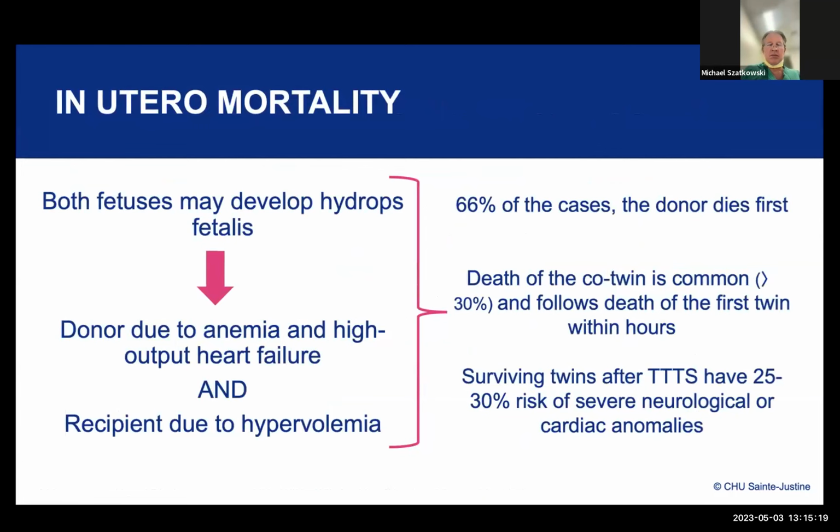When left untreated, severe TTTS evolution results in fetal demise of one or two twins in 80 to 90% of the cases. It ends with the development of hydrops on both fetuses, in the donor due to anemia and high output heart failure, and in the recipient secondary to maladaptation to hypervolemia. In 60% of the cases, the donor will die first, and the death of the co-twin is common, following the death of the first twin within hours. Surviving twins after TTTS in utero have a 25 to 30% risk of severe neurological or cardiac anomalies.